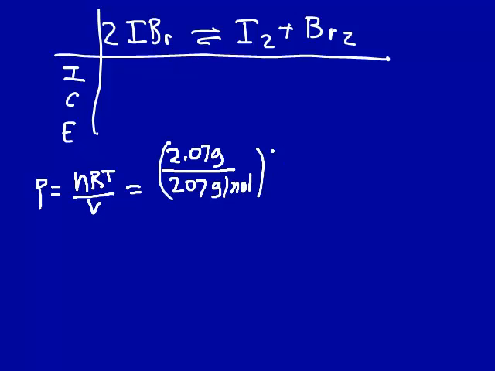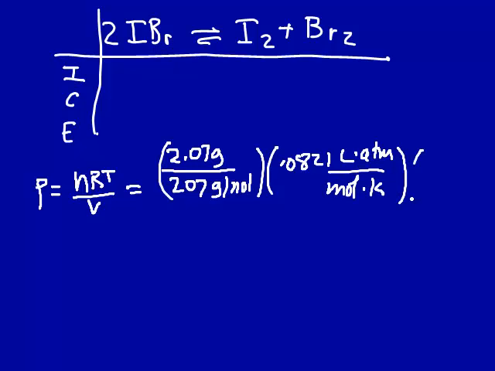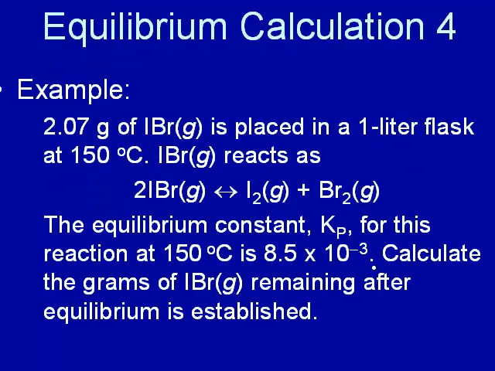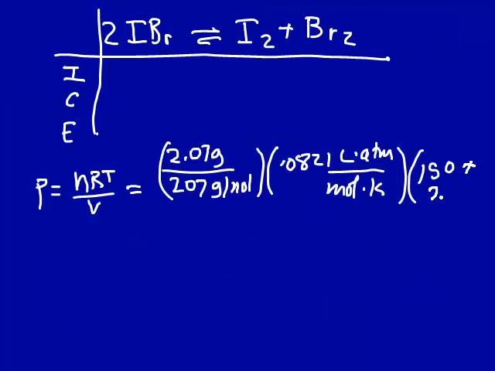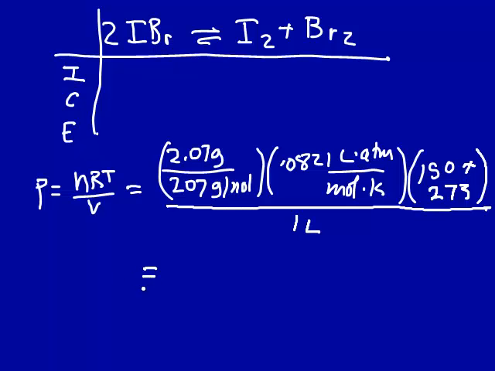So there's the number of moles. R is 0.0821 liter atmosphere per mole Kelvin. Temperature 150, but that 150 was in Celsius, so we're going to have to convert that to Kelvin, plus 273, and then we're going to divide by the volume given in the problem. It was 1 liter. So put that in our calculators and we come out to 0.387 atmosphere.